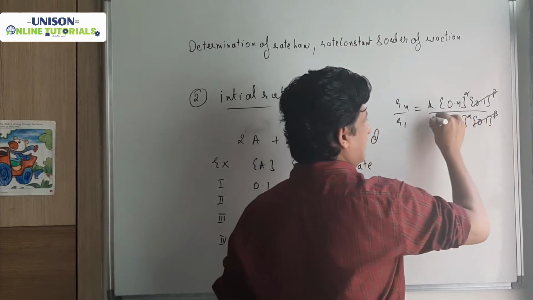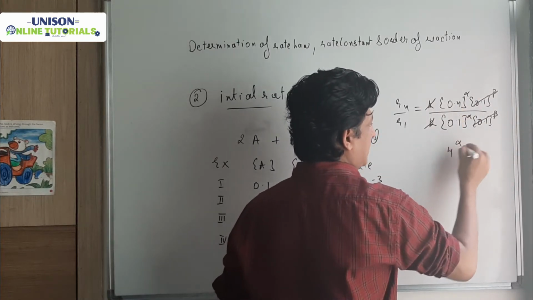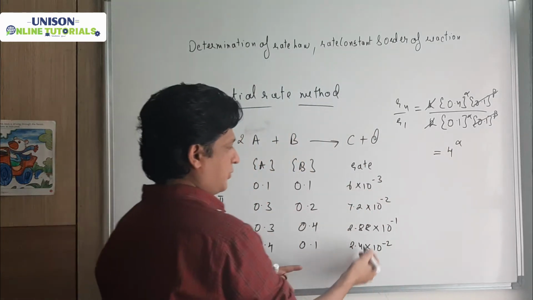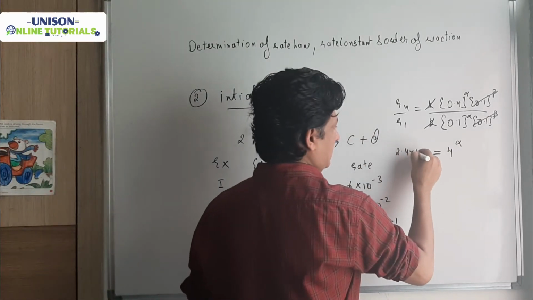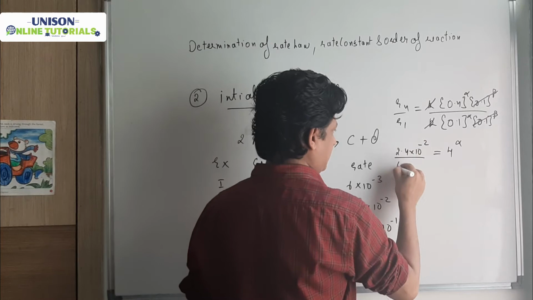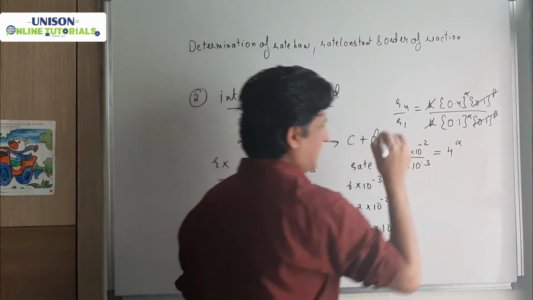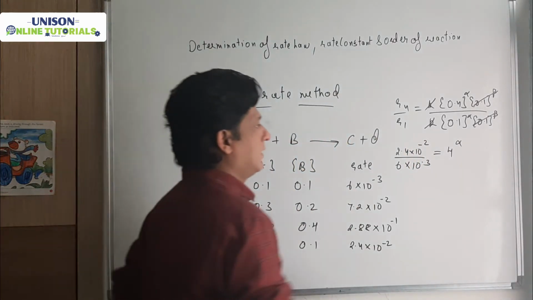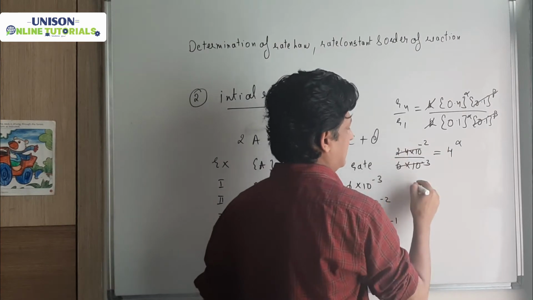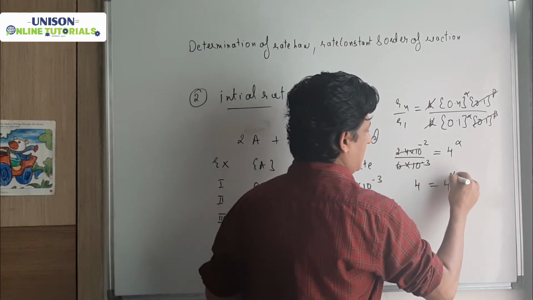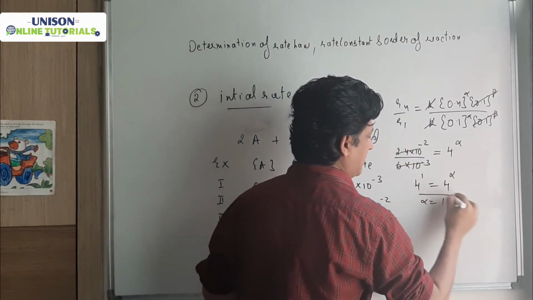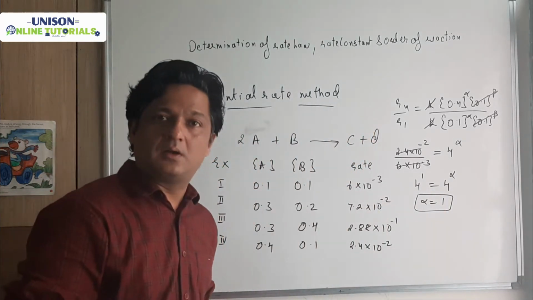So this gets cancelled, this gets cancelled. 4 raised to power alpha is equal to 2.4 into 10 to the power minus 2 divided by 6 into 10 to the power minus 3. Clear? So it directly cancels, it comes 4. So alpha equals 1. This is your alpha. Clear?